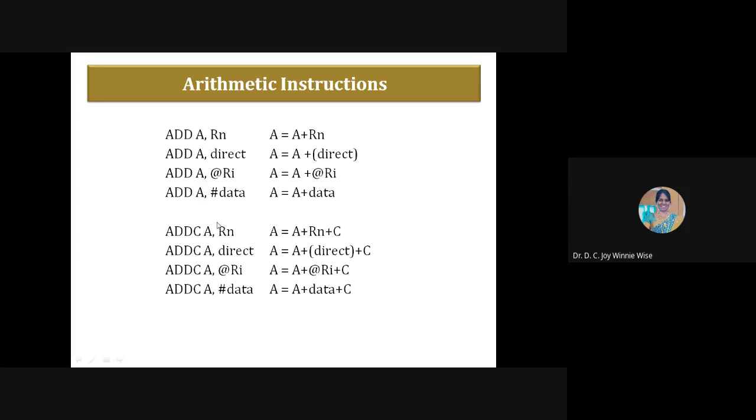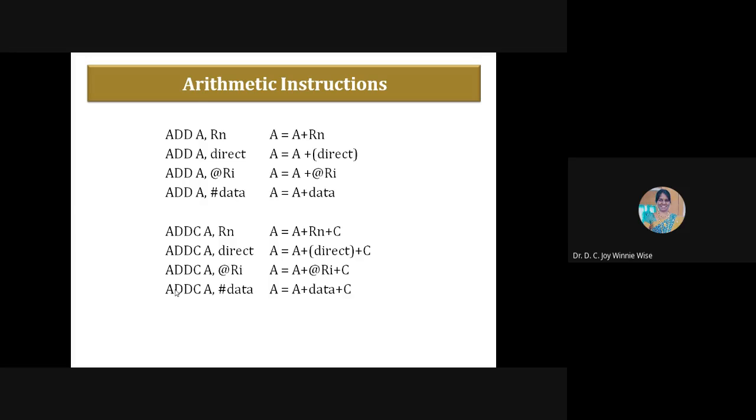The same set of instructions, ADDC, that is add along with the carry bit also. See the operands here: A comma Rn, A comma direct, A comma @Ri and A comma #data will be repeated for all instructions. This group of 4 operands will be repeated for all instructions. So these 4 instructions perform addition, and here this is addition along with the carry bit.